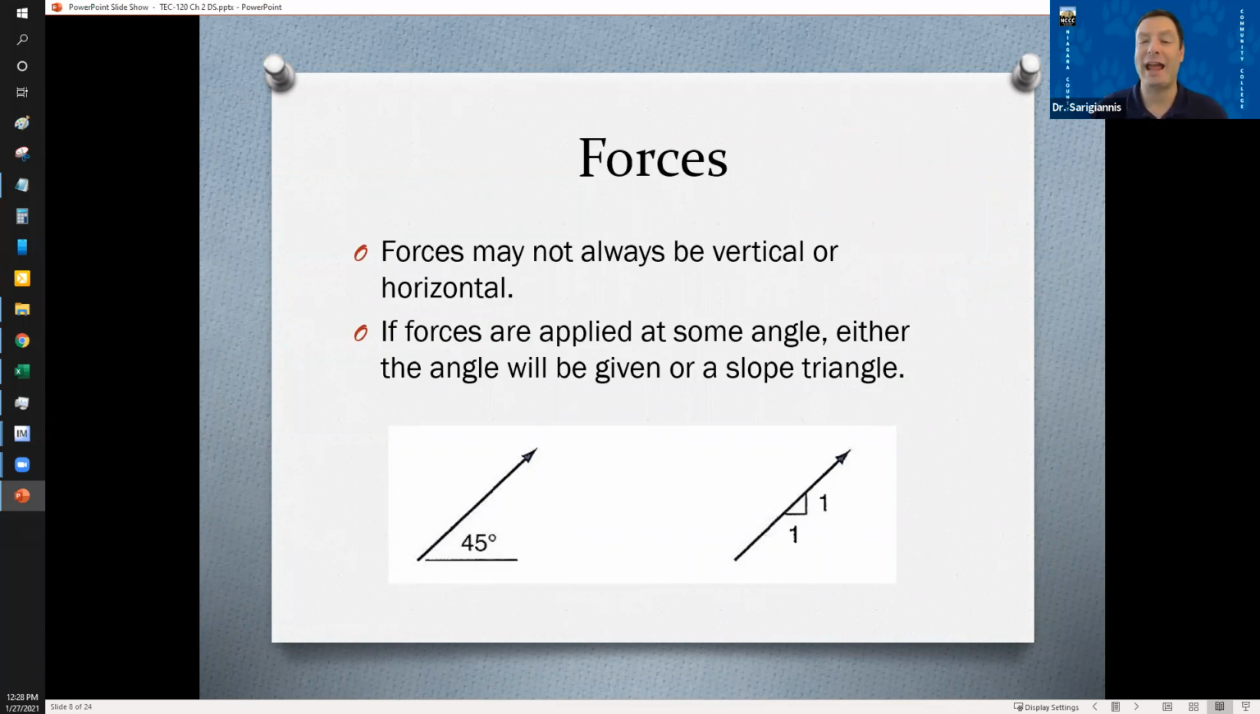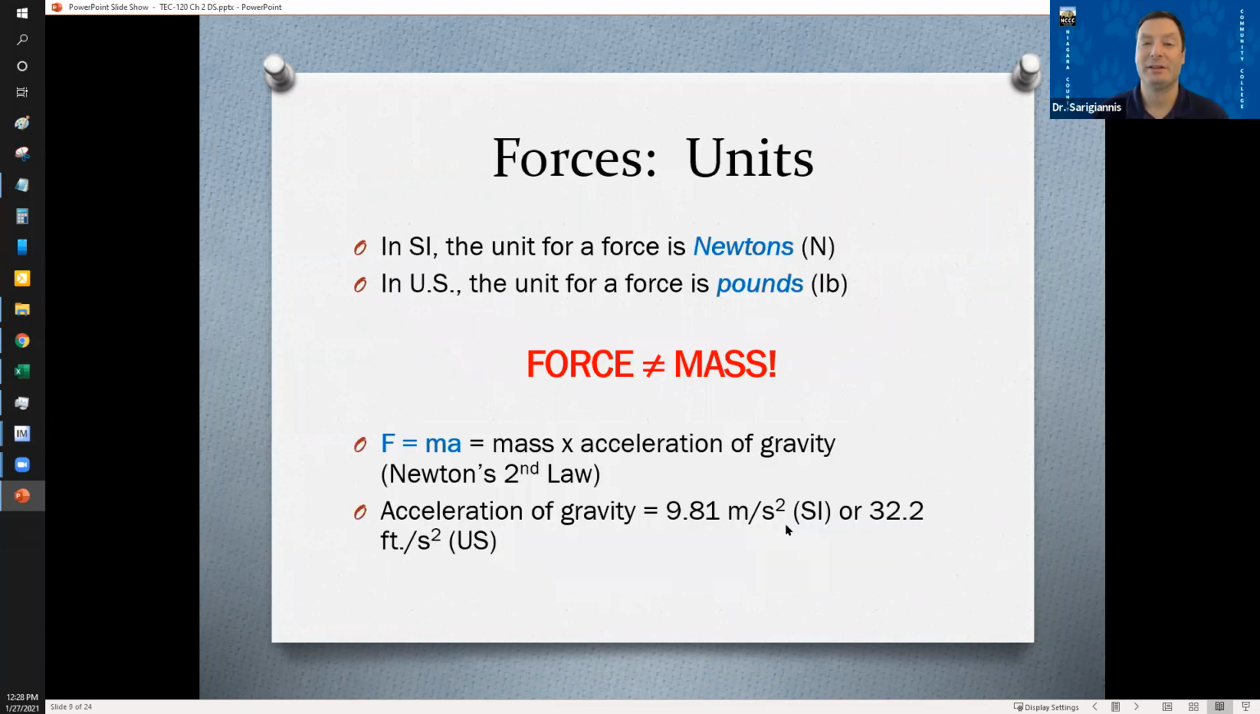Here are forces in an angle. Typically, you're given either an angle or a slope. This is the same thing, right? 45 degrees versus a slope of 1 to 1. Watch your units. In the SI system, force is in newtons. In the US, it's in pounds, right? But do not confuse this with pound mass.